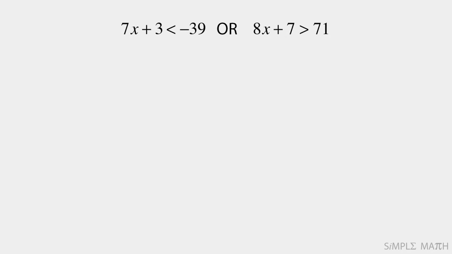In this second problem, we once again have two inequalities, but this time they are connected with the word or. So for this problem, we only need to find values for x that make at least one of the inequalities true. Once again, we'll first solve each inequality separately. In our inequality on the left, we subtract 3 from both sides and then divide by 7 to get x is less than -6.